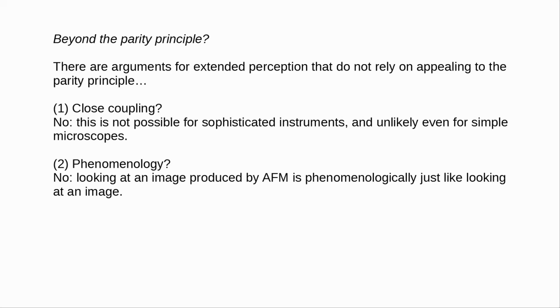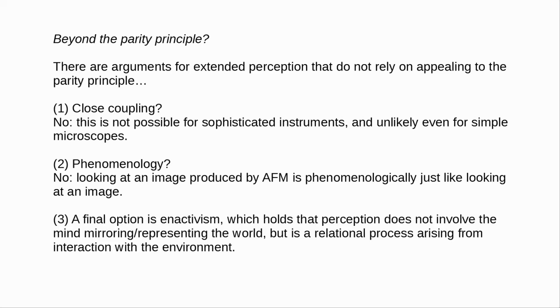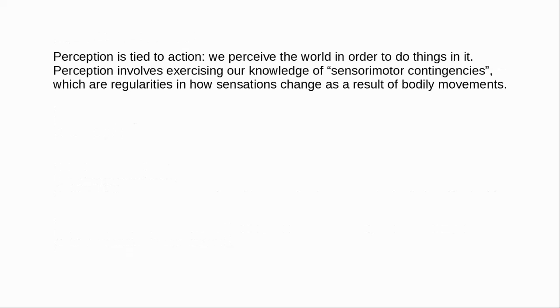There is another argument that is not discussed by Toon, which is enactivism. So enactivism proposes that perception does not involve the mind mirroring or representing the world, but it's instead a kind of relational process arising from the interaction between the organism and its environment. So perception arises from the organism exercising skills and abilities in its environment. On this view, perception is tied to action. We perceive the world in order to do various things in it.